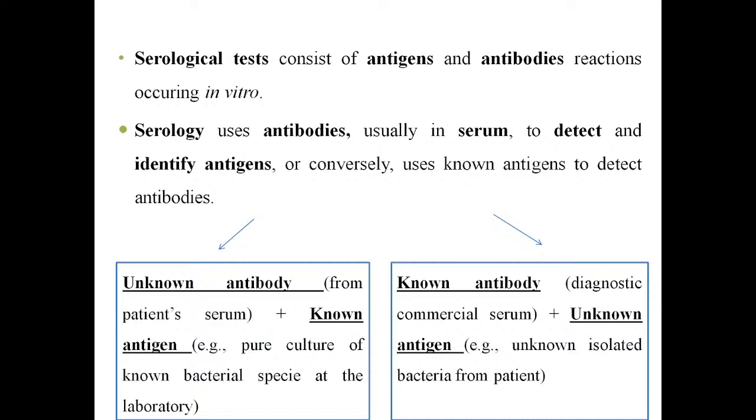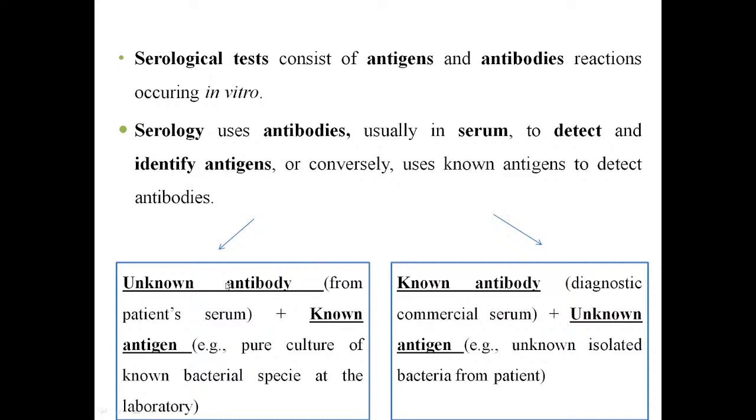Serology uses antibodies, usually in the serum of the patient, to identify and detect antigens. Or conversely, it uses known antigens to detect antibodies. So serological tests are used to detect and identify microorganisms. In the first lecture, we studied microbiological methods. These are microscopic, bacteriological, and serological methods. It is detection of antibodies in the serum of the patient.